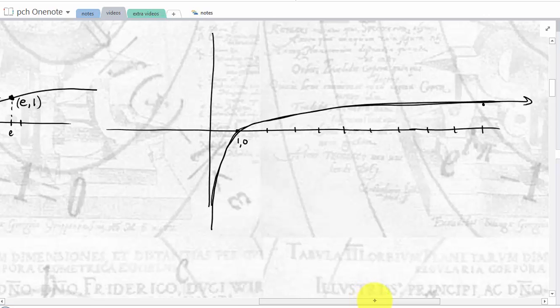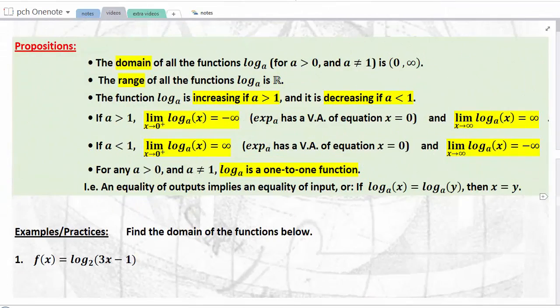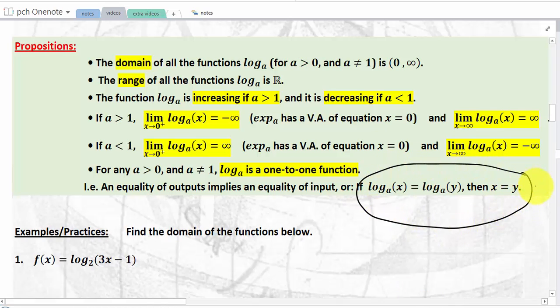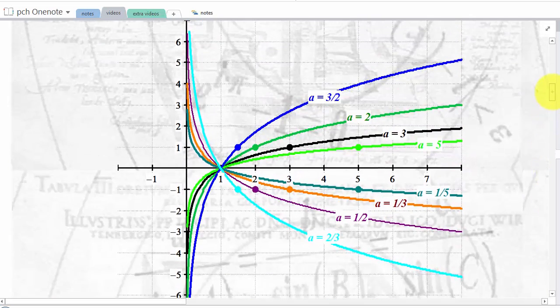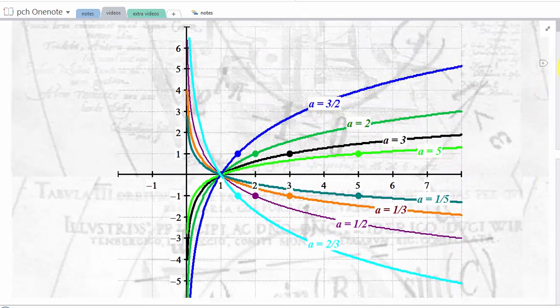Let's quickly check out the properties of these logs. I wrote them all in my notes. Here we go. These properties of logs are pretty standard. Of course, the one-to-one property is the one we use to solve equations in log. Equality of output implies equality of input. Let me show you right now all the various logs I've graphed.